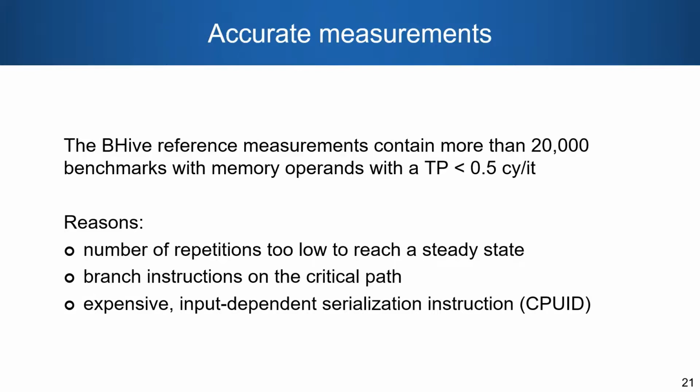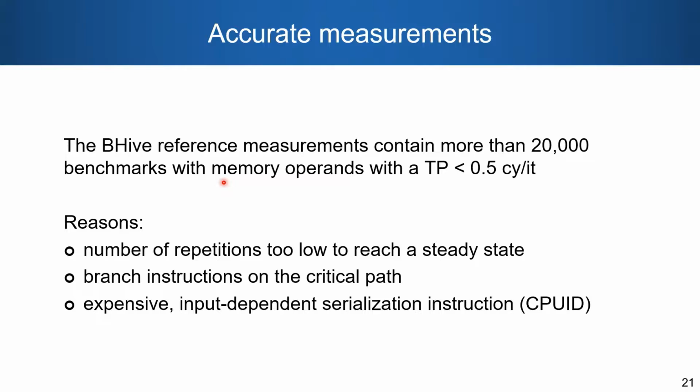Another reason for the discrepancies between measurements and predictions is that there is a relatively large number of measurement errors in the BHive reference measurements. So, for example, we found that there are more than 20,000 benchmarks that have a measured throughput that is smaller than 0.5 cycles per iteration, even though these benchmarks perform a memory access.